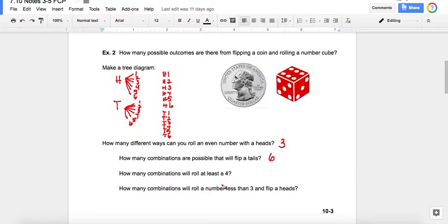Now, how many combinations will roll at least a 4? Remember, that's 4 or greater. So we have this one, and this one, so that's 3. And then we also have these 3 down here, so 4, 5, and 6. So a total of 6 outcomes. And then how many combinations will roll a number less than 3 and flip a heads? So less than 3 is 2 and 1 and roll a heads. So it's these 2 right here. So we have 2 outcomes.